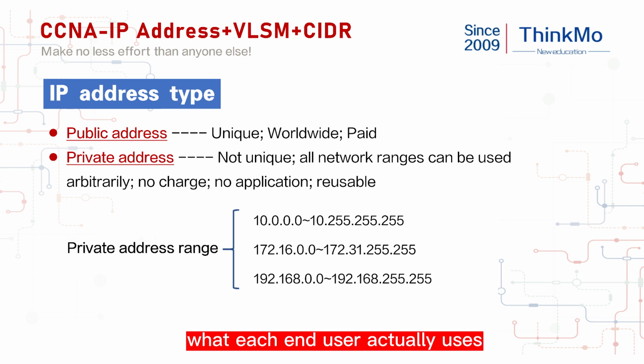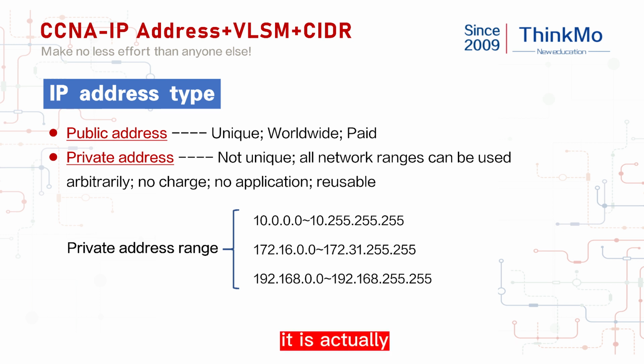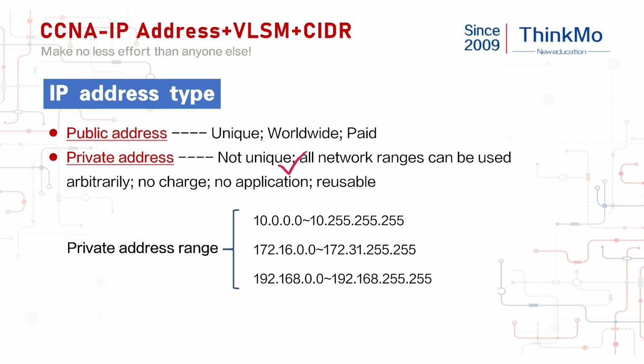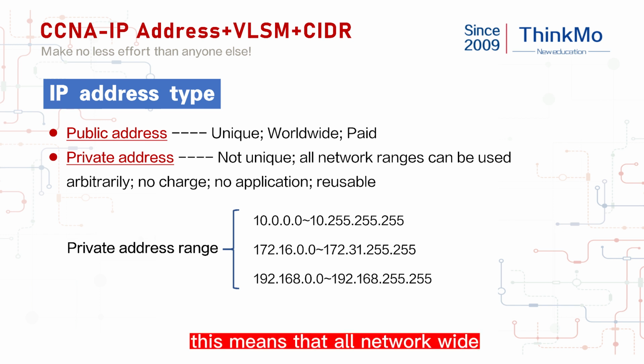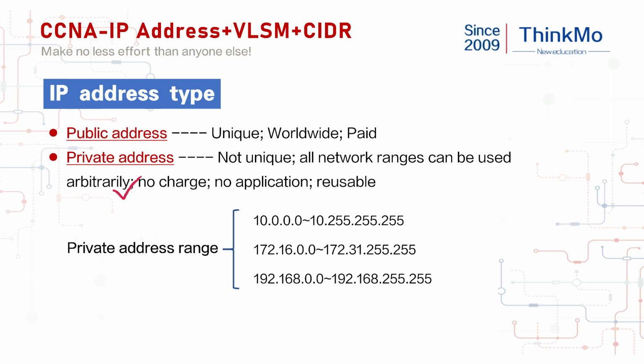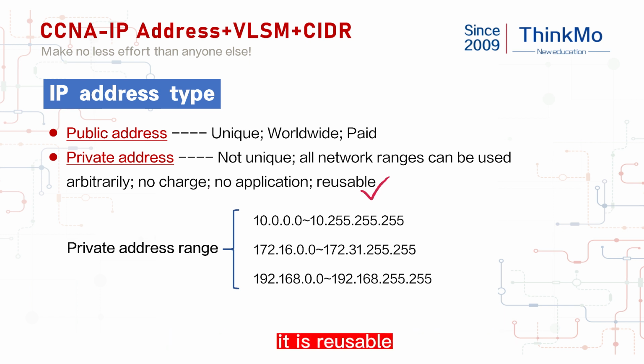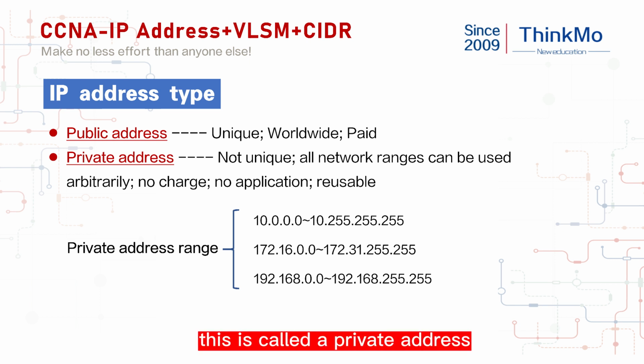So, when we are going online, what each end user actually uses is not a real public address, but a private address. It is actually cut out as a small piece from the overall address space to serve as a private address. Private address and public address are relative. It's not unique, which means it can be used arbitrarily within any network. It is free, and you don't need to apply. It is reusable. This is called a private address.